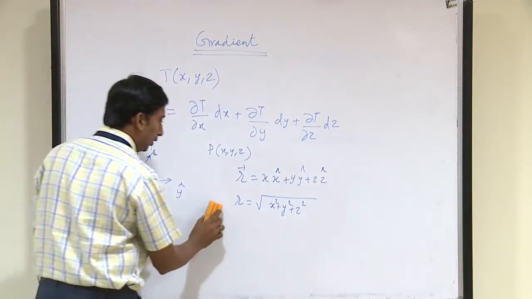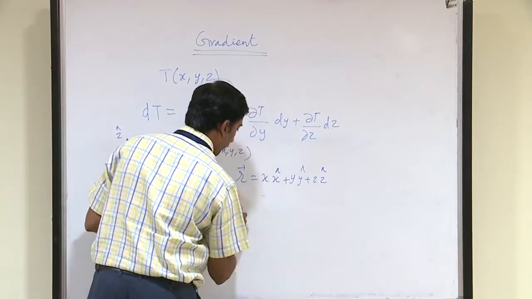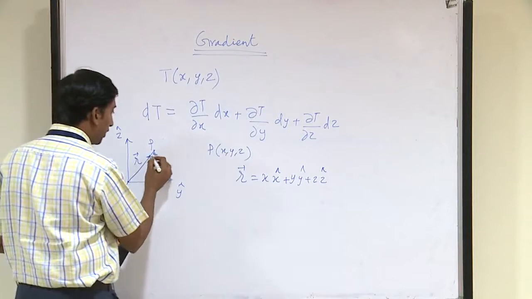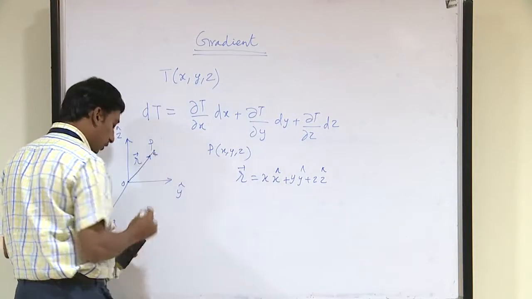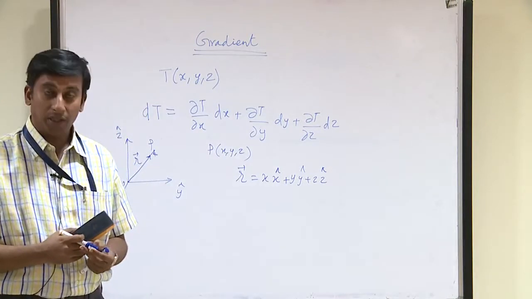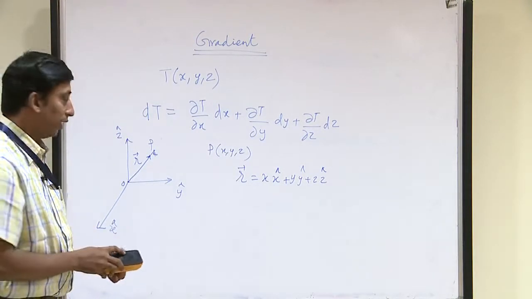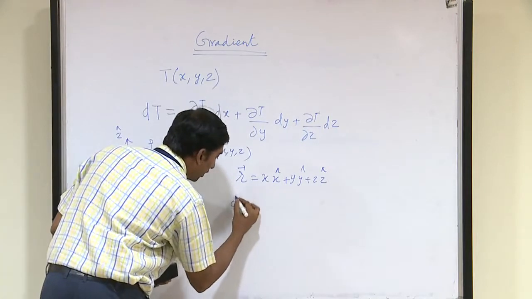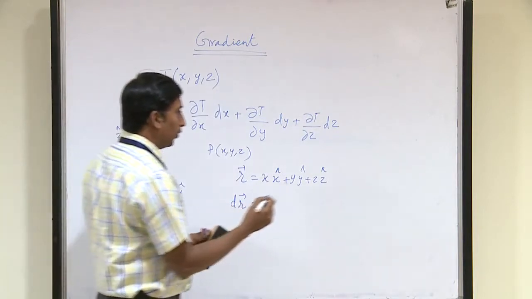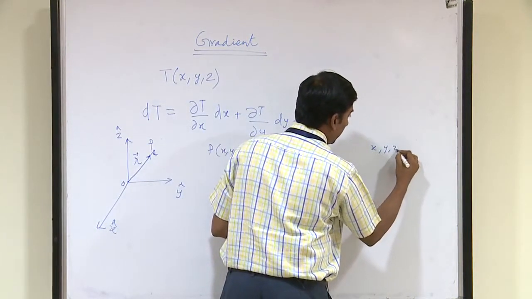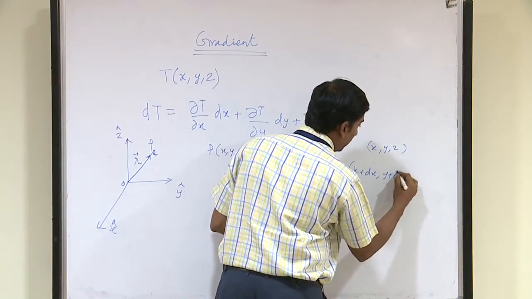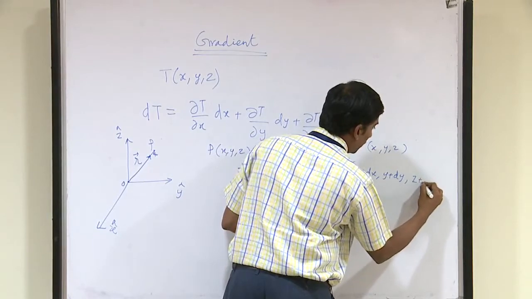So now, if you consider an infinitesimal displacement from this point x, y, z to a nearby point which is x plus dx, y plus dy and z plus dz, then you can find that infinitesimal displacement and denote it as a dr vector. So we are moving from a point x, y, z to a point which is infinitesimally nearby, which has a coordinate of this form.